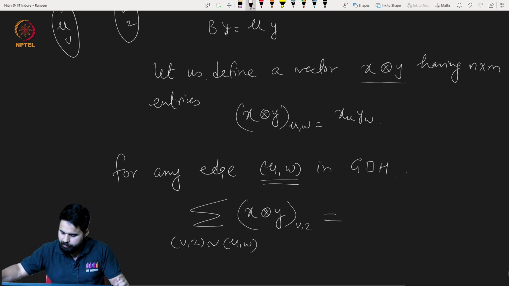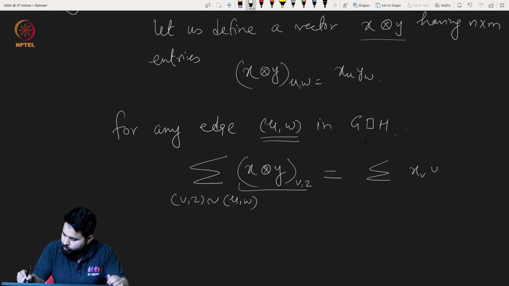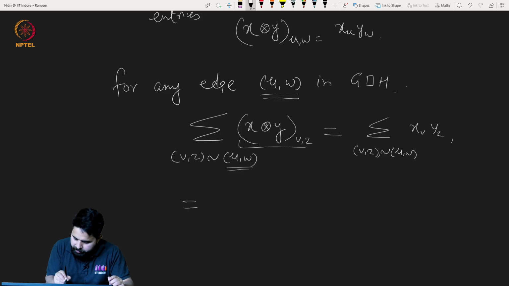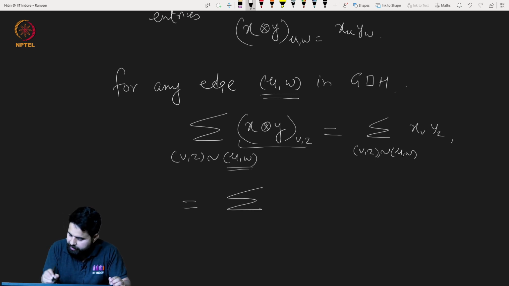So this will be nothing but the summation over all (v, z) which are neighbors of (u, w) of x_v y_z. Very good. Now this can be written as a summation of two terms, and these two terms follow from the definition of the Cartesian product of graphs.